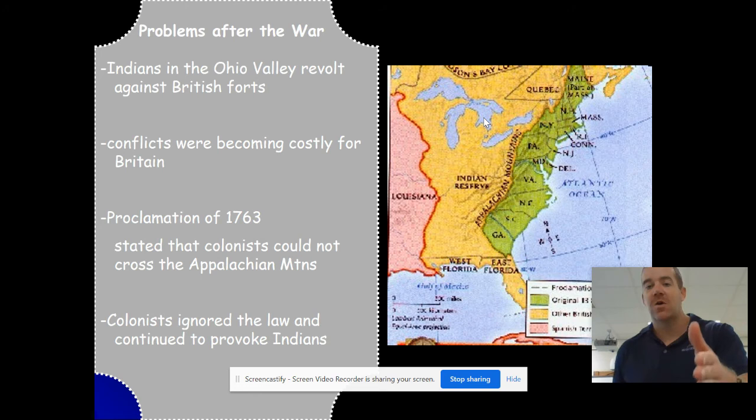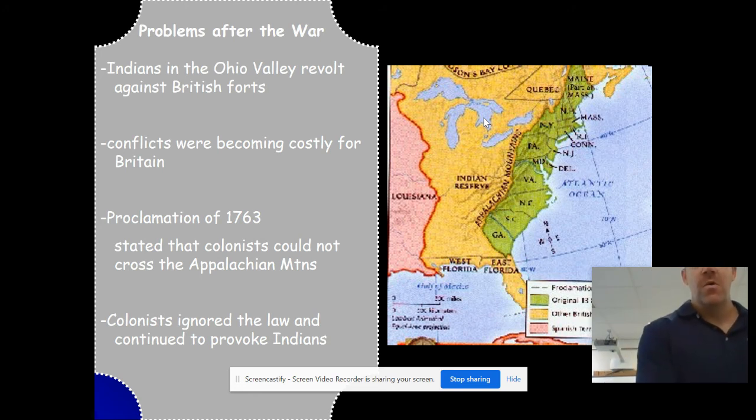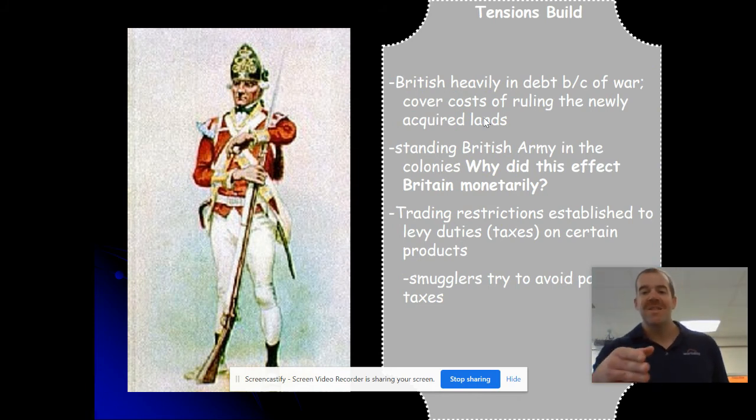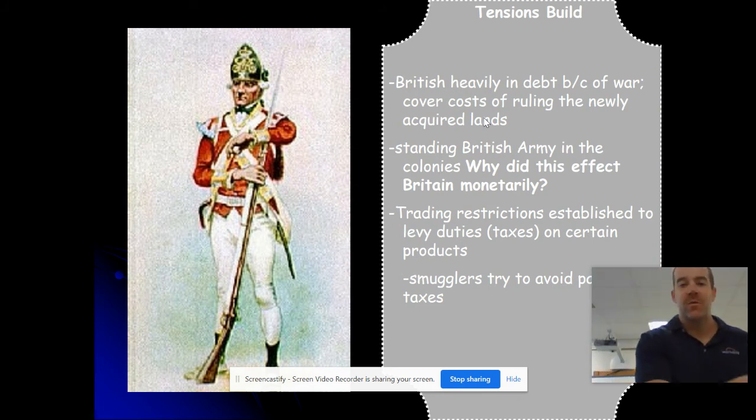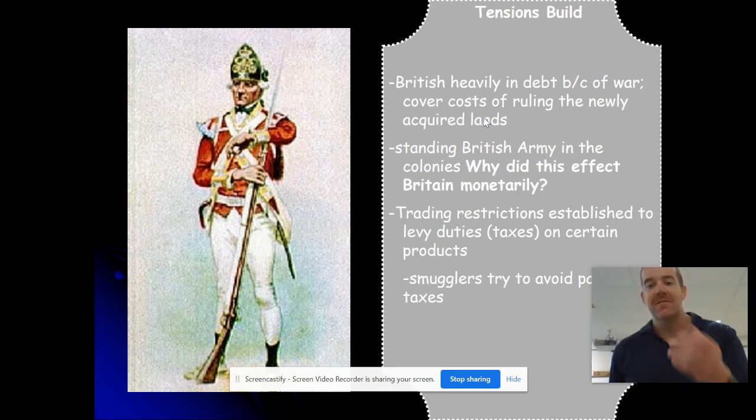So colonists, don't go across this line. We don't want any more problems with the Native Americans. Also, the British were heavily in debt from that French and Indian War. All right, so now the government's in debt. So how are we going to get out of debt? How does the government get its money? Taxes. All right, that's a big part. A big part of civics is taxes. So they're heavily in debt over this French and Indian War.